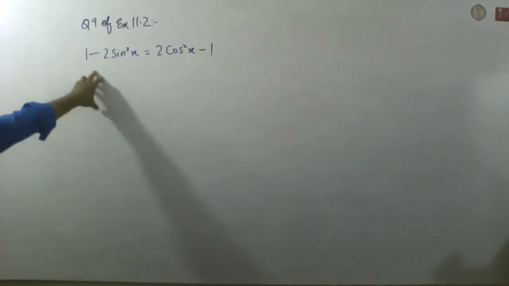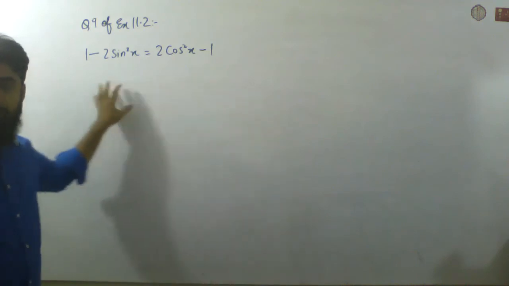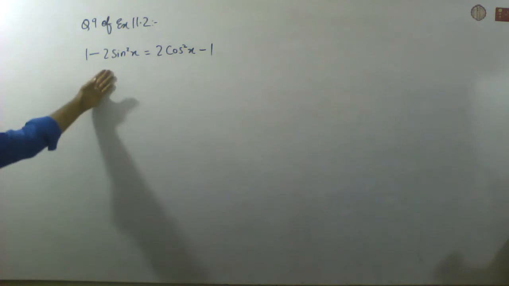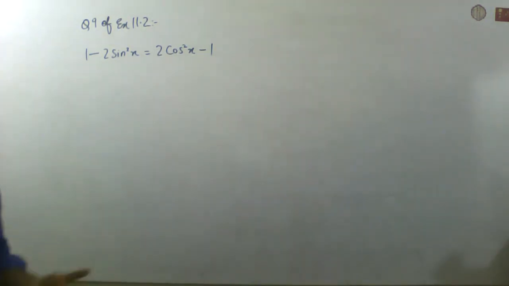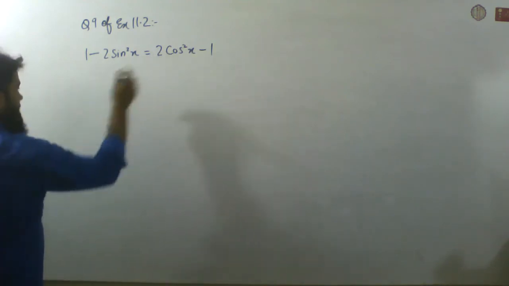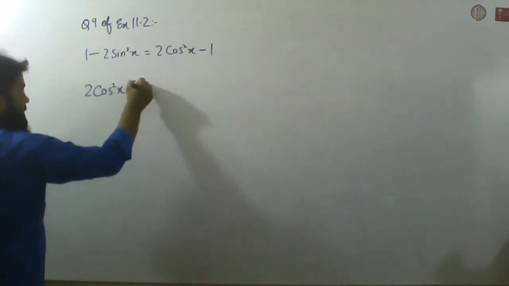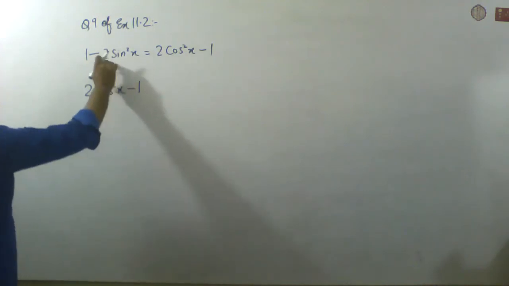Question number 9 of exercise 11.2. The question is: given 1 minus 2 sin square x equals 2 cos square x minus 1, I have to show that this side is equal to this side. It's my choice whether I start from here or here. Let's say I start from this side, 2 cos square x minus 1. I will simplify it and try to reach this point.